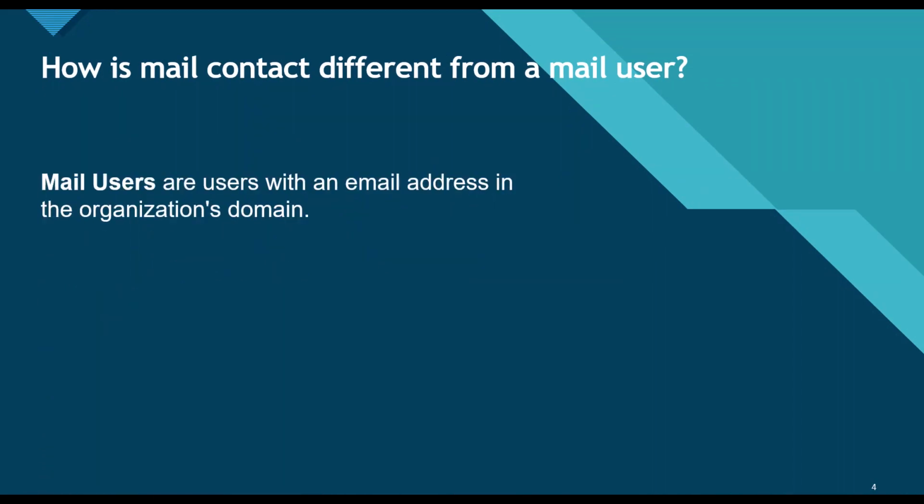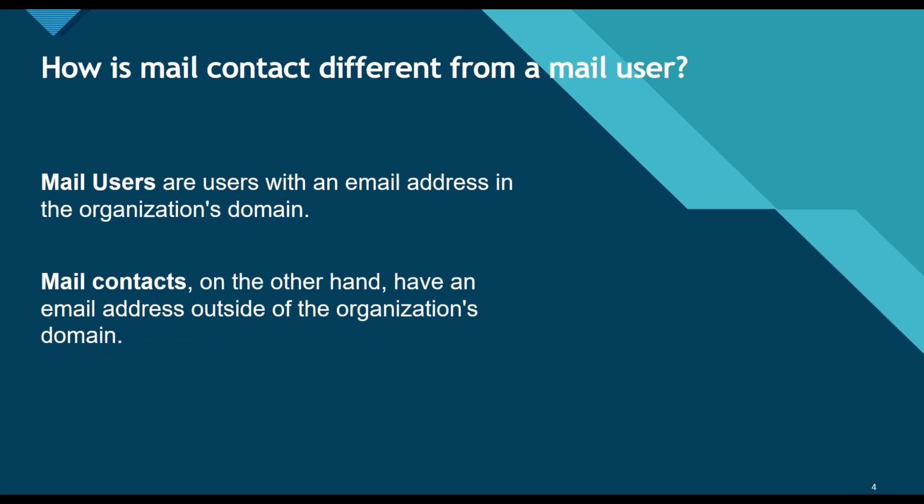So how is a mail contact different from a mail user? Mail users are users with an email address in your organization's domain. Now, mail users are also different from regular users, because for users, you need to assign a license to them. They are people that you employ in your organization. But mail users have an email address in your organization's domain, though they are not actually users in your company. Whereas mail contacts, on the other hand, have an email address outside of your organization's domain. So your domain is not attached to their email address at all. For mail users, your organization's domain is attached to their email address.